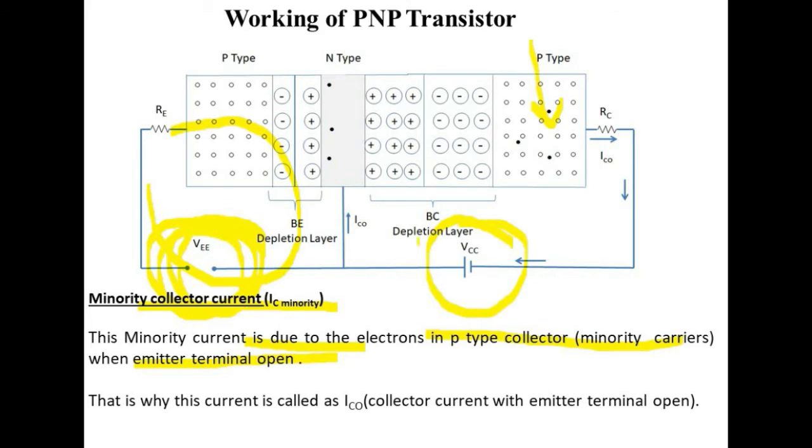Notice the polarity of the battery. This PN junction is reverse biased due to this VCC, and we have already studied that reverse biasing stops the flow of majority carriers but assists the flow of minority carriers. So this battery will assist these minority carriers to cross the junction. Let us see how it is happening.